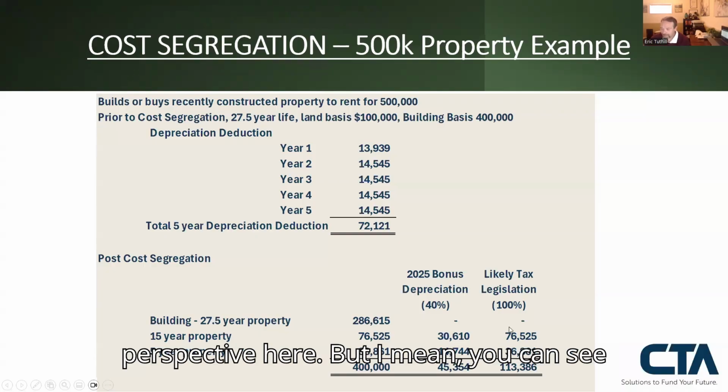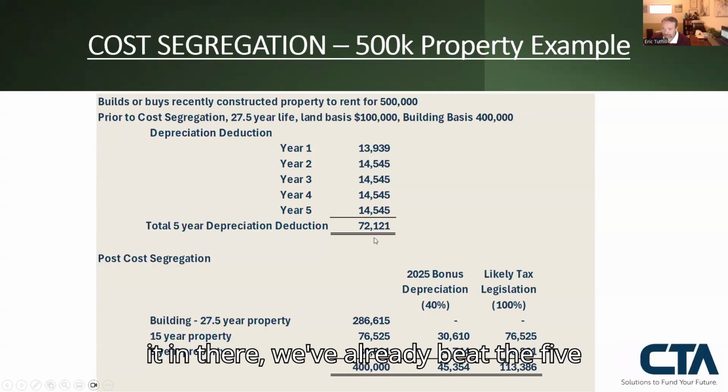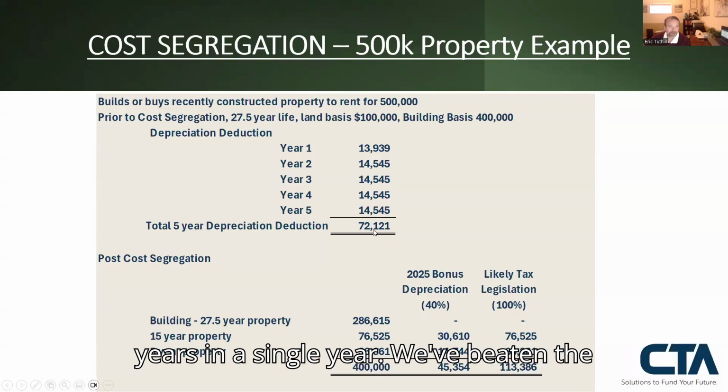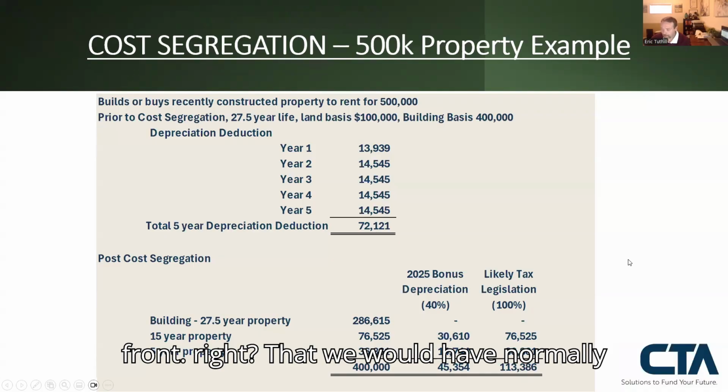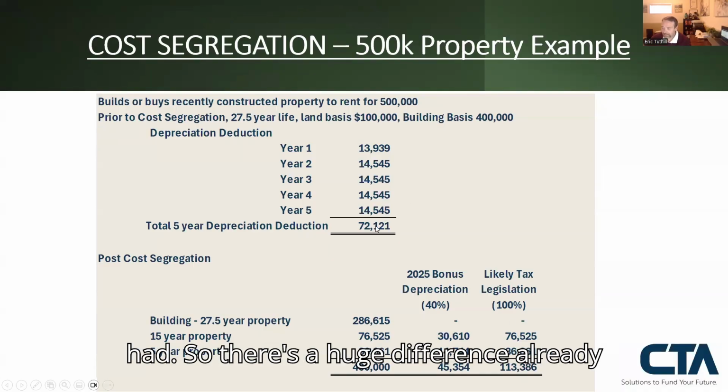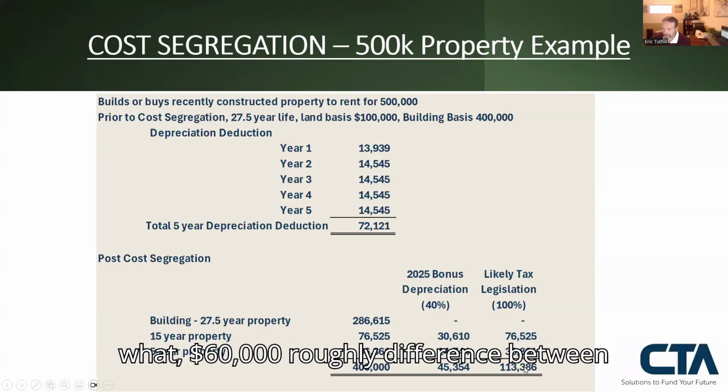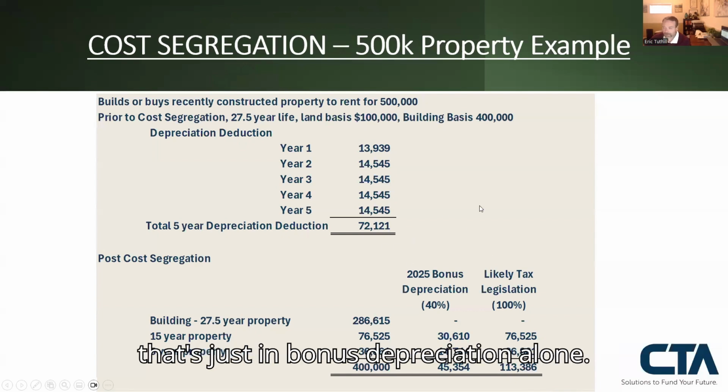But you can see with the bonus depreciation, us pushing it in there, we've already beaten the 5 years of deductions in a single year, all the way up front, that we would have normally had. So there's a huge difference already there. We're talking roughly $60,000 difference between what's in there and what's not, and that's just in bonus depreciation alone.